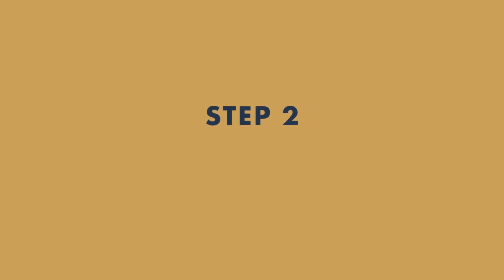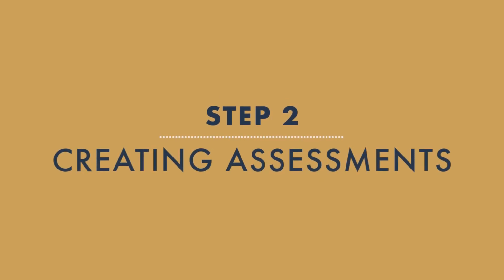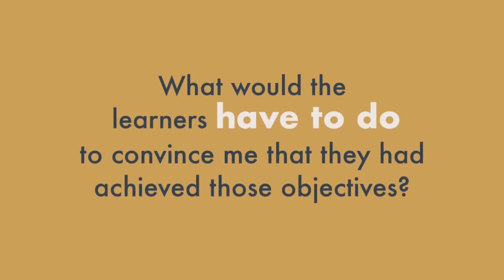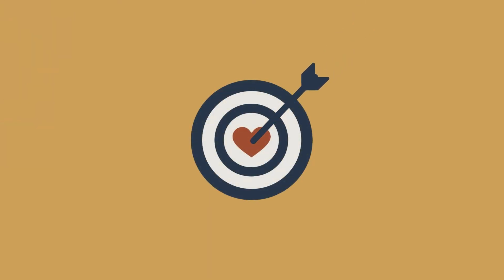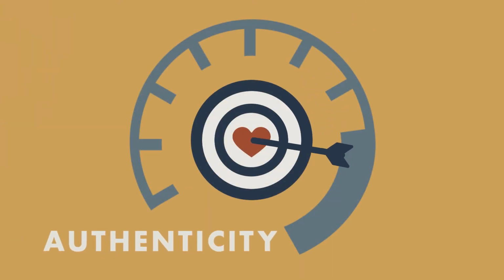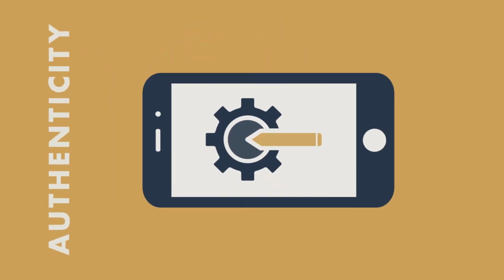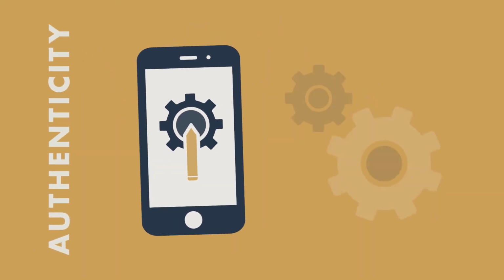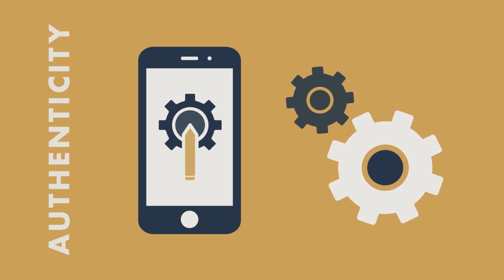When you have your objectives, you move on to the second step, which is creating assessments. Begin by asking yourself, what would the learners have to do to convince me that they had achieved those objectives? The process of working out the answer to that question clarifies the real meaning of the learning objectives as you create the assessments. And the more honest your objectives are, the more authentic your assessments can be. Meaning, the projects you ask them to engage in actually look like the work of the discipline outside the classroom.